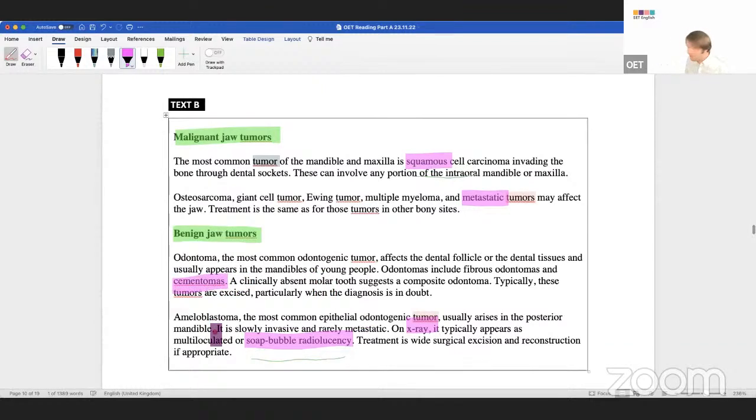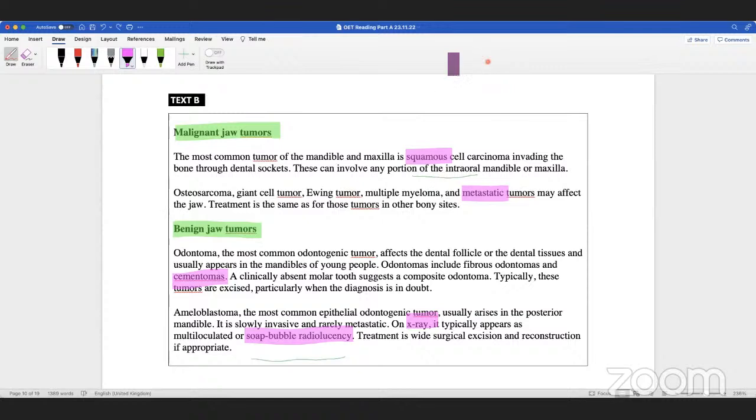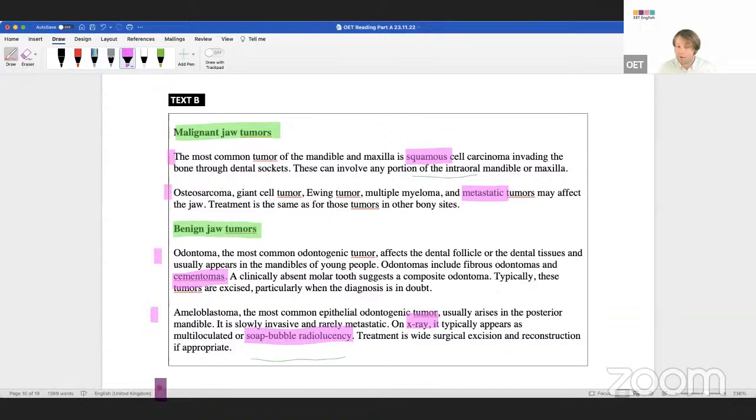What's the function of this? Now it's difficult. Is this giving me advice? Is it giving me information? Definition? Information? I think it can be classification. I don't think this is classification. I would say this is information. You've got these two different types. Benign is odontoma and ameloblastoma, so other types of tumors. And the first one is squamous and osteosarcoma, so it's like a classification of tumors, saying there are different types here. I think that's a very good point, actually.